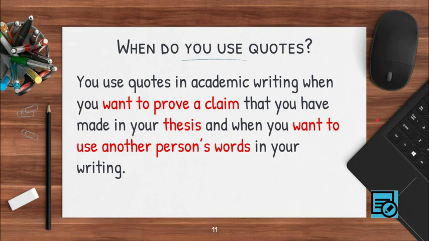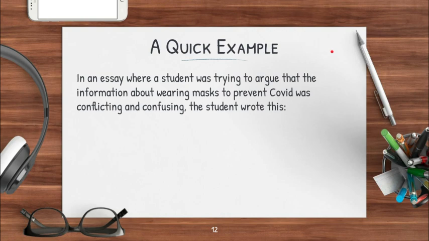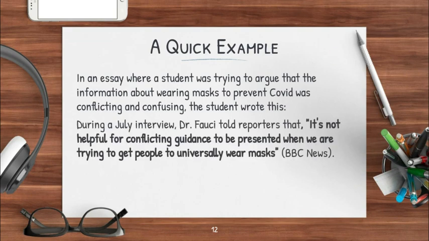Okay. So a quick example, right? In an essay where a student was trying to argue that the information about wearing masks to prevent COVID was conflicting and confusing, the student wrote this. During a July interview, Dr. Fauci told reporters that, quote, it's not helpful for conflicting guidance to be presented when we are trying to get people to universally wear masks. And that comes from a BBC News article.